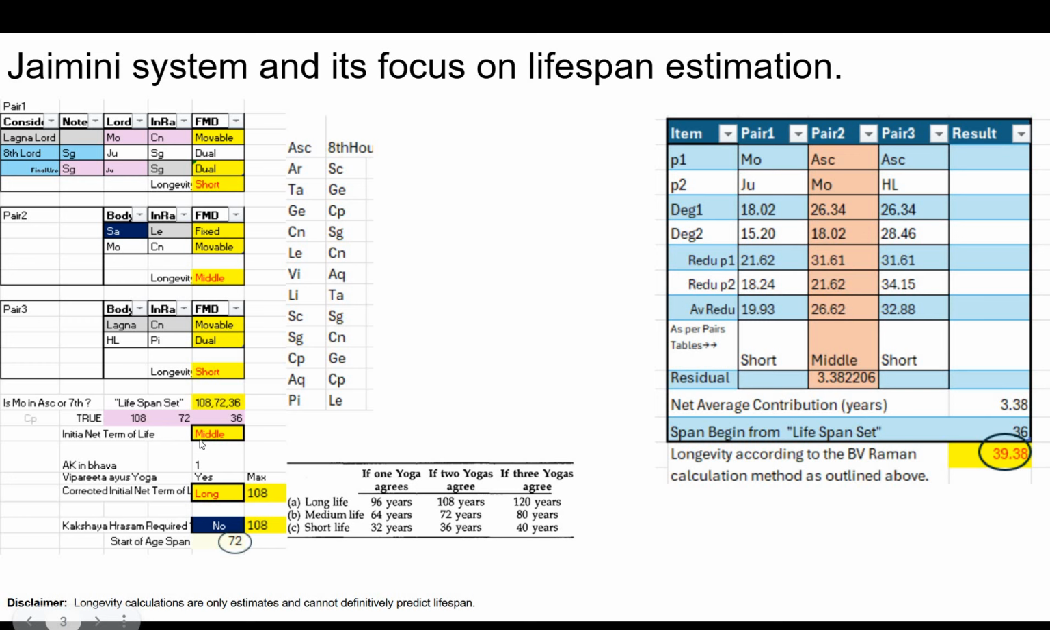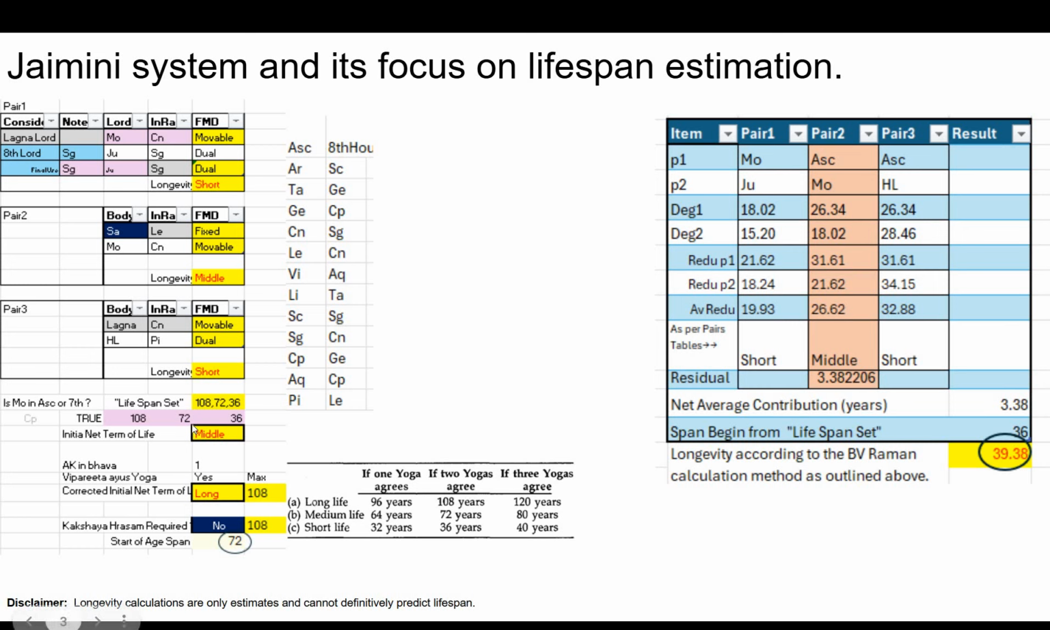And that way you get whether it's a middle life or a dual life or short life or a long life. And for these things, depending upon the yoga, basically the pairs that we get, if all the three yogas agree, then for long life, it is 96 years, 108 years, 120 years, that way is a calculation that is shown by some. Some people use 33 and maybe multiples of 33.